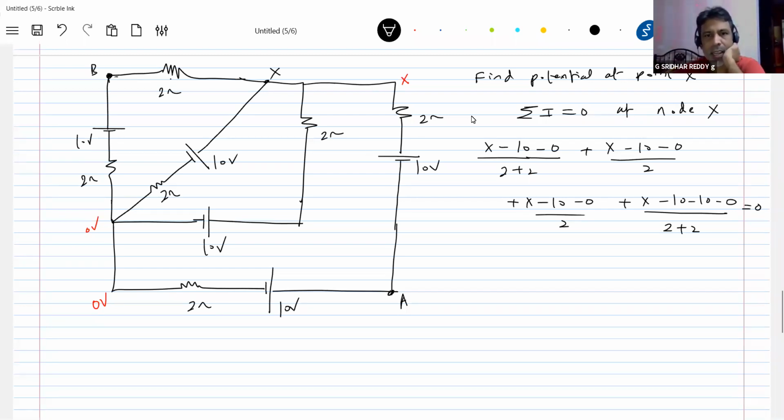Then what will happen? I'll find out the current through this particular branch. Okay, got it. Then after getting the current, I'll get VA. Similarly, I can find out VB. This is, I think, the most simplistic way. If this 2 ohm resistor were not there, then I would have written 10 volt. Because of this resistance, you should not write this as 10 volt.